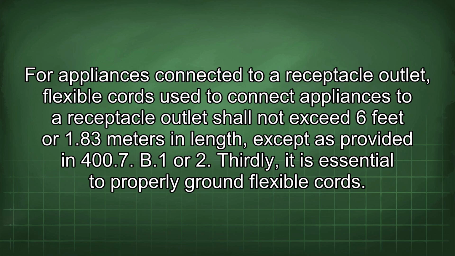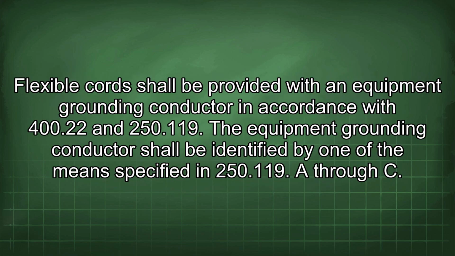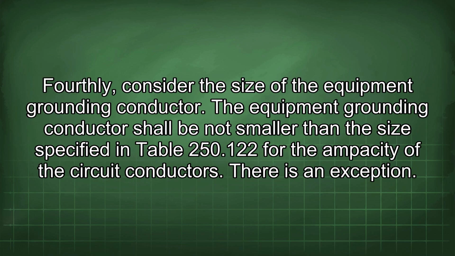Thirdly, it is essential to properly ground flexible cords. Flexible cords shall be provided with an equipment grounding conductor in accordance with 400.22 and 250.119. The equipment grounding conductor shall be identified by one of the means specified in 250.119(A) through (C).